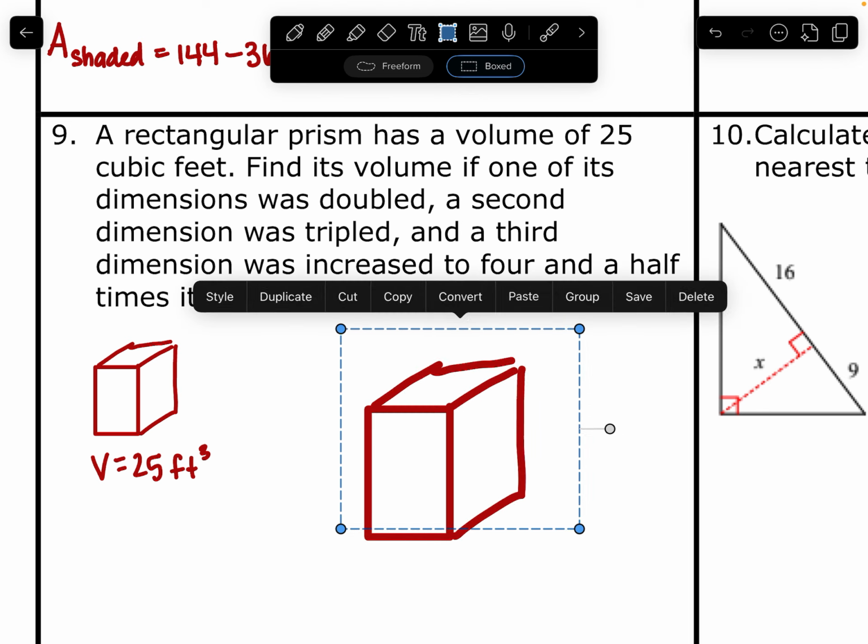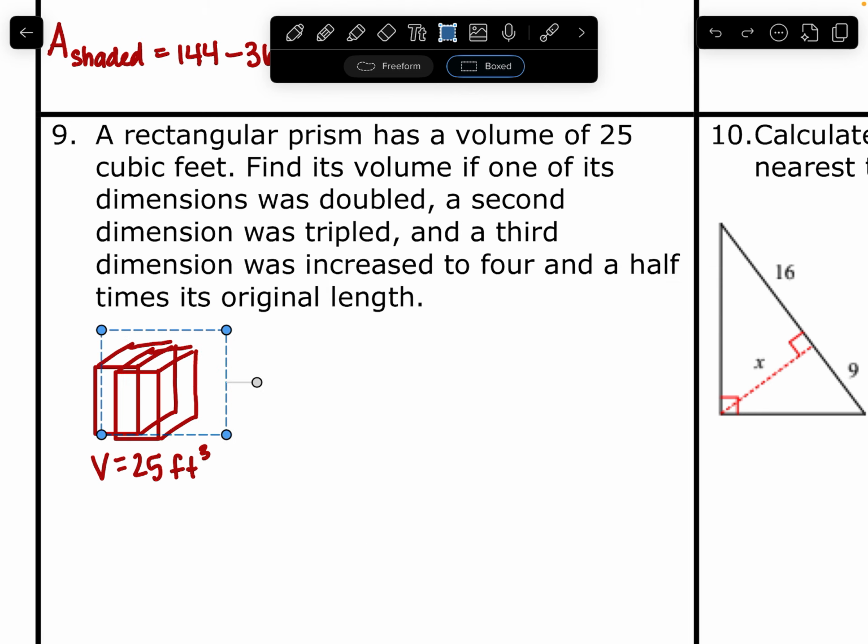All right, now the new one is bigger. You know what? That was dumb. Was it dumb? Yeah, it kind of was. All right, so the new one, one of its dimensions is doubled.